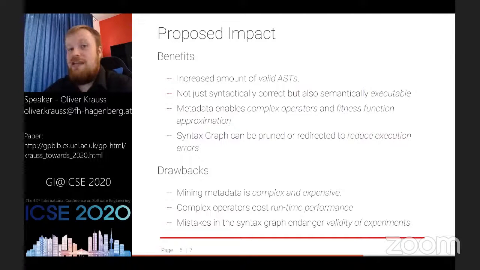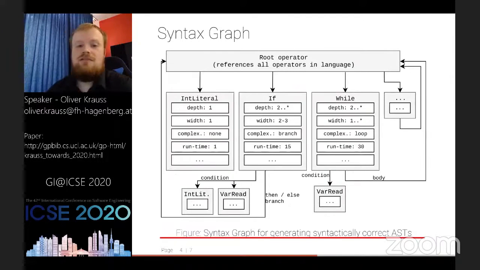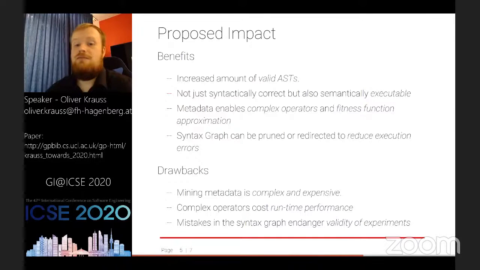This syntax graph can also be modified. So this is just a real graph with edges, and you can just move or remove those edges to, for example, say, okay, we get a lot of endless loops, and these endless loops happen because the condition allowed to use, let's say, constants, so while true. And you just remove this edge and say, okay, you can do everything but constants, and you immediately have more valid syntax trees generated.